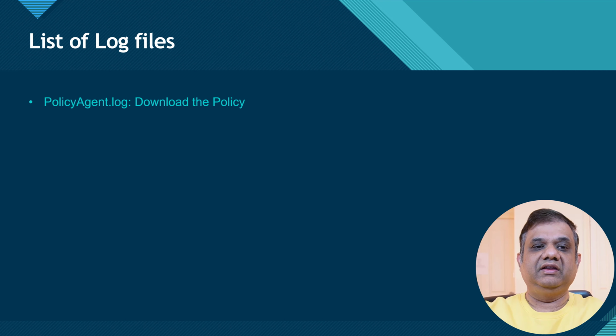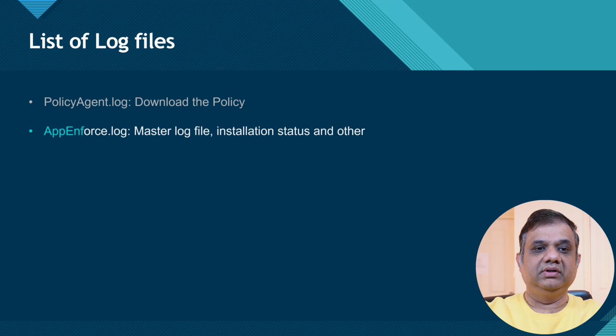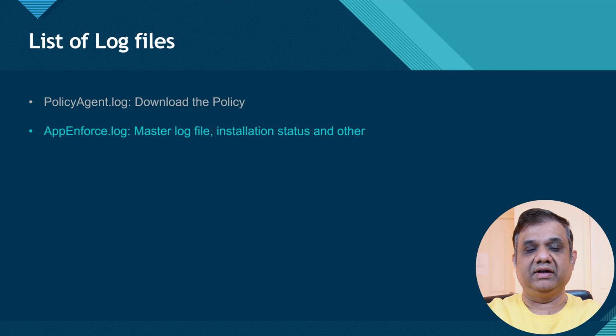The first log file is PolicyAgent. This log file is very important if you are deploying an application and you want to see whether the policy of that application has been downloaded to that device or not. You have to look at PolicyAgent. It will download the policy related to the application. The second log file is AppEnforce. I would say this AppEnforce log file is a master log file which contains information related to each and every step of the application. For example, whether the application got discovered or not, then it will show us that it got downloaded, then the execution, and finally it will show you the completion of the application.